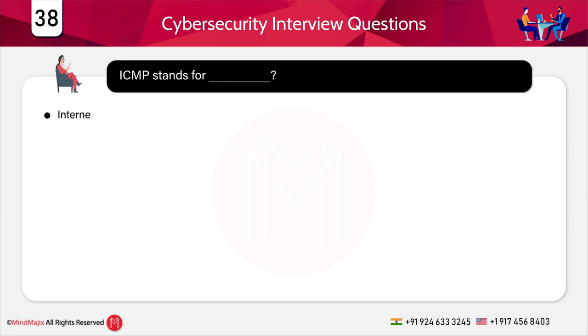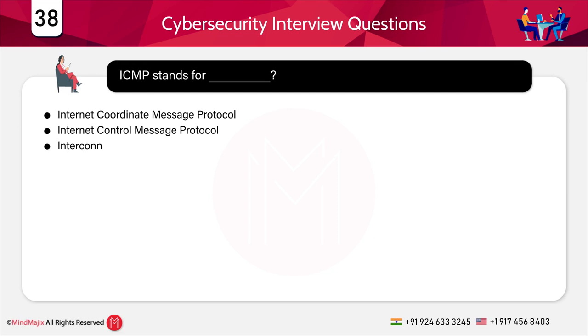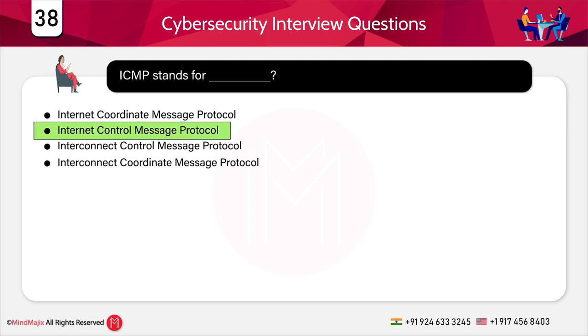Next one is, what does ICMP stand for? Either it could be Internet Coordinate Message Protocol, Internet Control Message Protocol, Interconnect Control Message Protocol, or Interconnect Coordinate Message Protocol. If you have answered Internet Control Message Protocol, it is correct.